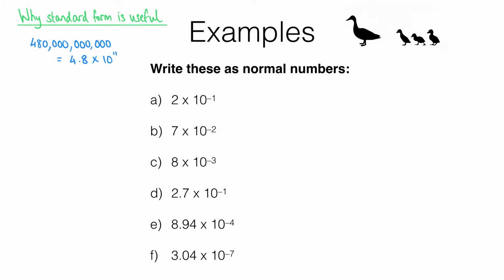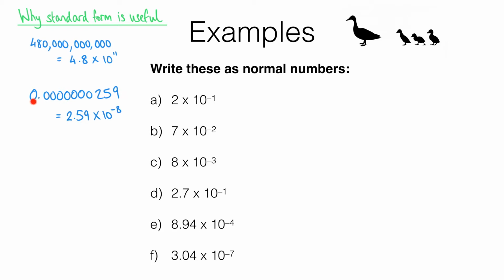Standard form is not just useful for very large numbers like this, it's also useful for very, very tiny numbers. Imagine how many millimeters across an atom is, for example. Let's say we've got a number like 0.000000259. This is a pain to write, but we can write that in standard form, and this turns out to be 2.59 times 10 to the power of -8.